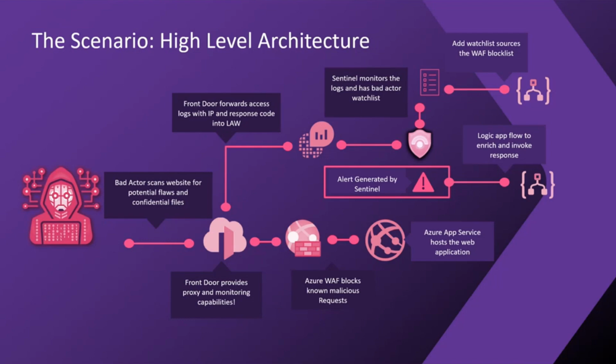So the front door forwards those access logs towards our Log Analytics workspace, and then Sentinel monitors that one. It creates an incident, and within that incident, we are going to add that IP address to a watchlist, and we are automatically going to upload it to our Azure Web Application Firewall. So it's based on a custom detection rule. Pretty neat, no? I think so.